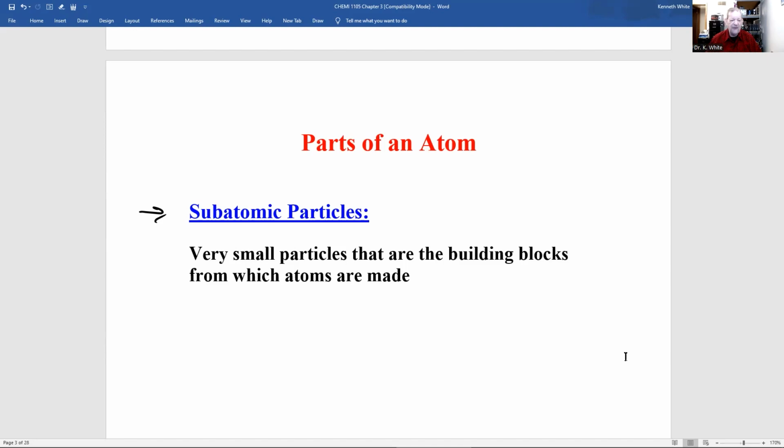Interesting. Anyways, sub, under, atomic, atom. These are small particles that make up atoms. You should know, subatomic particles are very small particles that are the building blocks from which atoms are made. These are the particles that make up the atom of every different element.